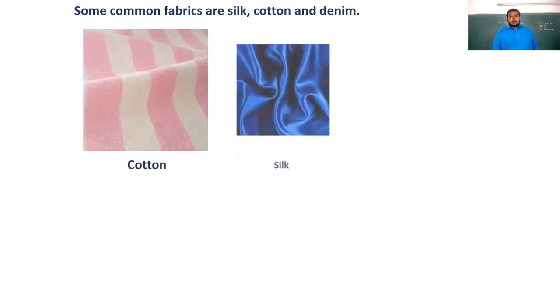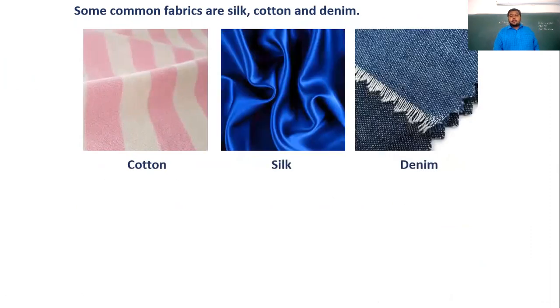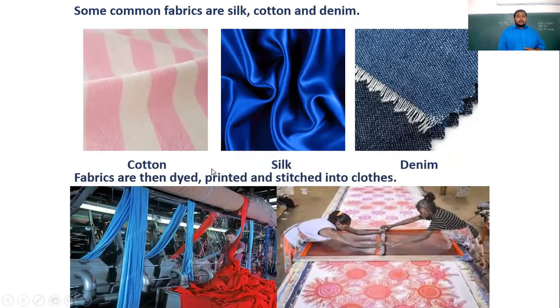Next, some common fabrics are silk, cotton, and denim. You might have heard about these, and we use these kinds of fabrics in our daily life. Fabrics are dyed, meaning colored, printed, and stitched into clothes. Through these processes of printing, stitching, and coloring, we get clothes.